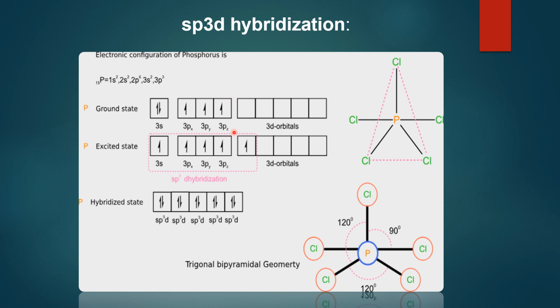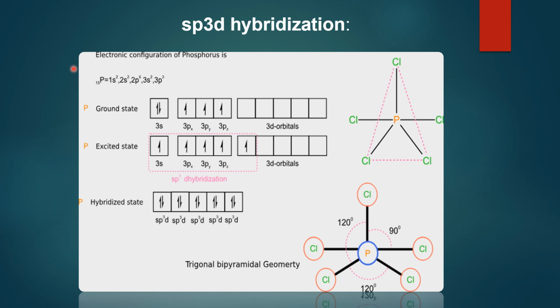The applied example for sp3d hybridization is the PCl5 molecule. PCl5 is known as phosphorus pentachloride. Phosphorus occupies the central position. Around the phosphorus, you can see 5 chlorine atoms, which makes two types of bond angles, 120 degrees and 90 degrees. The shape of phosphorus pentachloride is trigonal bipyramidal.